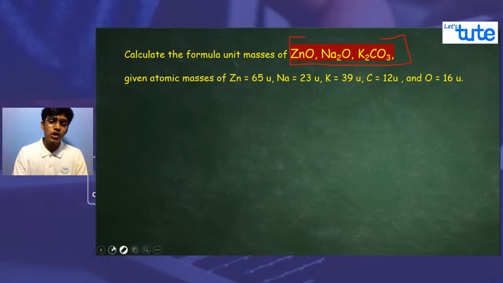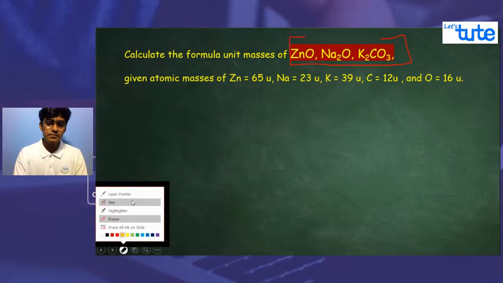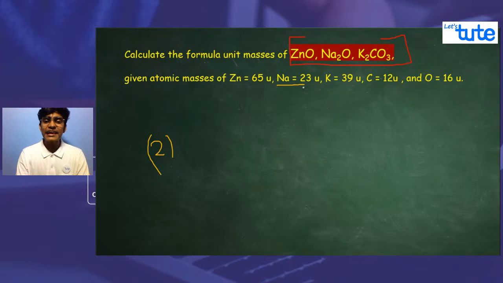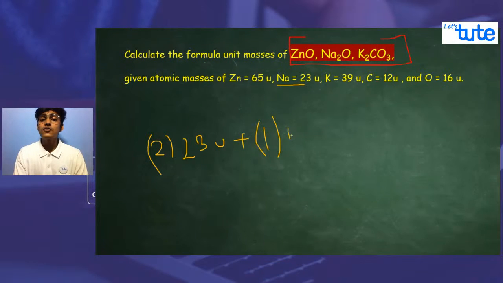Okay, so the next molecule is Na2O. So what is Na? Na is 23, and we have two atoms of Na. So I simply multiply 2 by the atomic mass of Na. What is the atomic mass of Na? The atomic mass of Na is 23 U. Then I add the atomic mass of oxygen, and we have only one atom of oxygen. So 1 multiplied by the atomic mass of oxygen. The atomic mass of oxygen is 16 U.